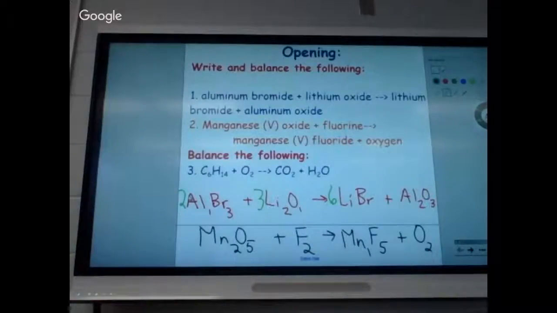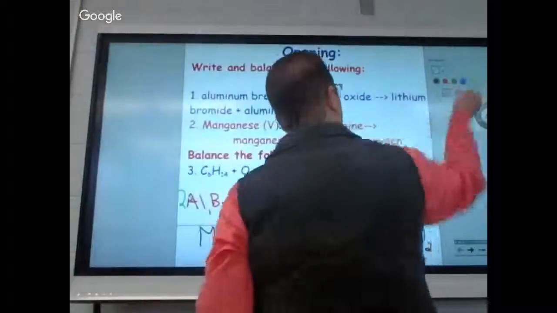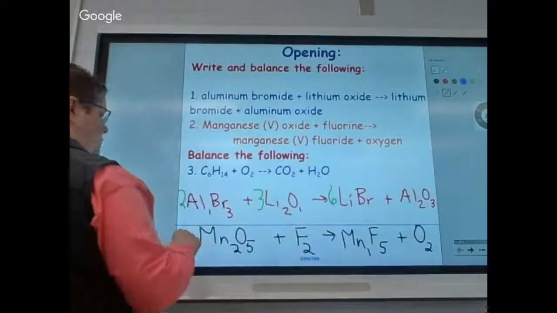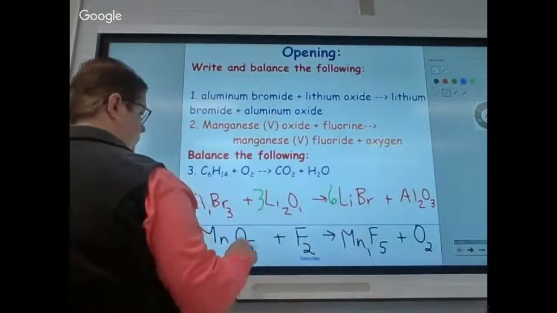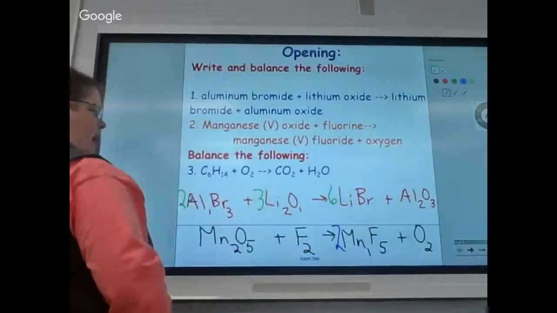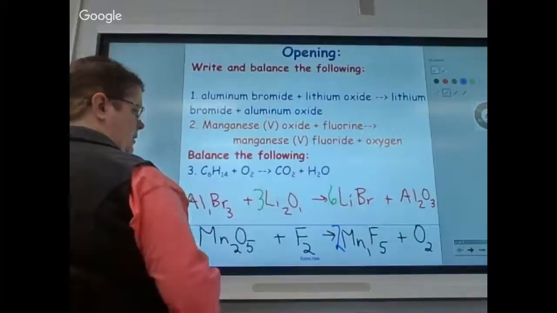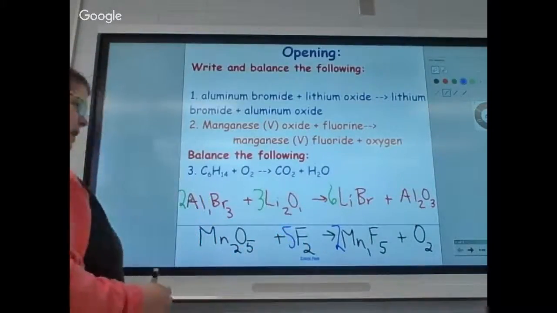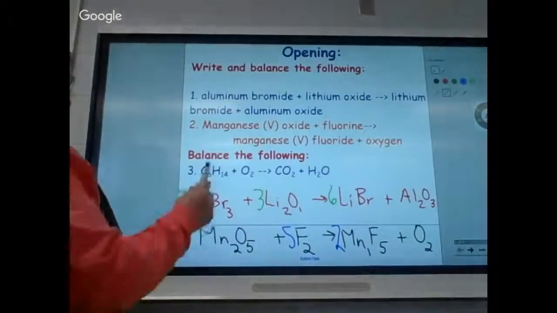No. What do you want to balance first? You tell me. Mn. All right. So Mn has a 2 and a 1. So we're going to put what here? 1. All right. So we're going to put 2 here. Okay. So 2 there. So I made how many F's? 10. So how do I get 10? 5. Okay. So that leaves me with O. So how many O's are here?